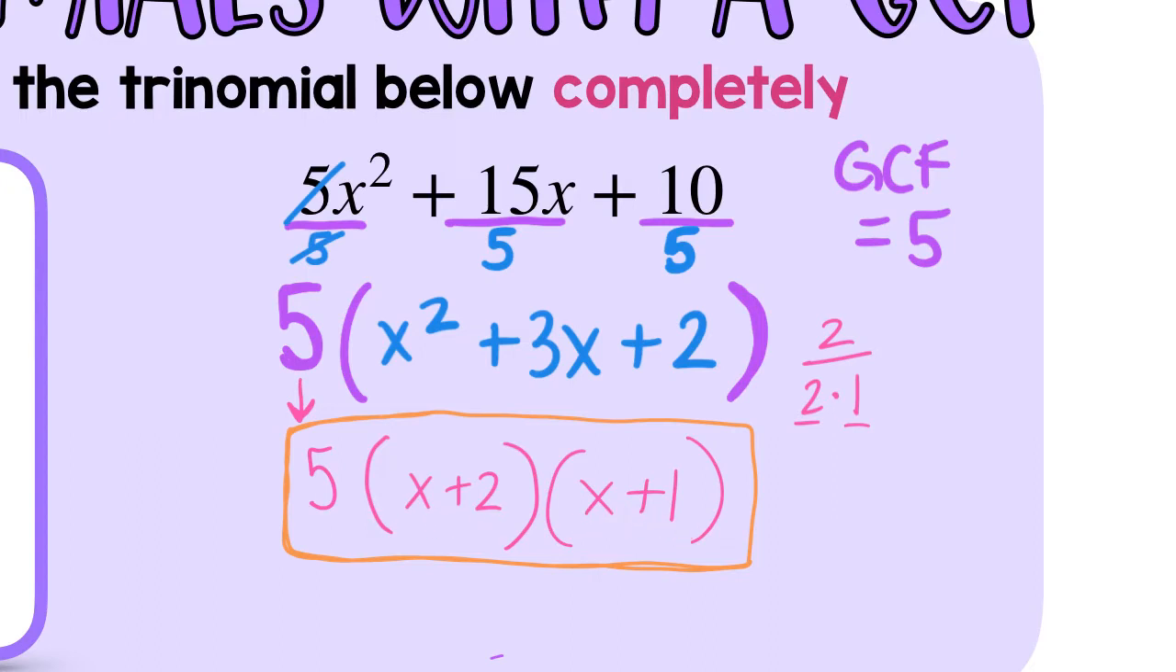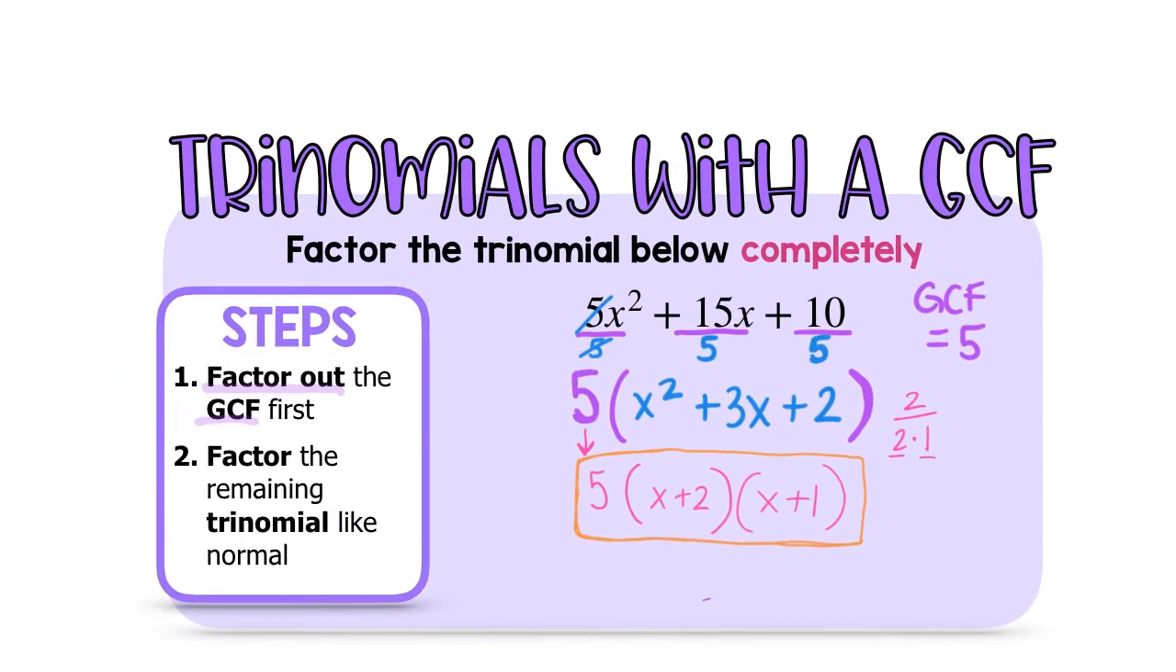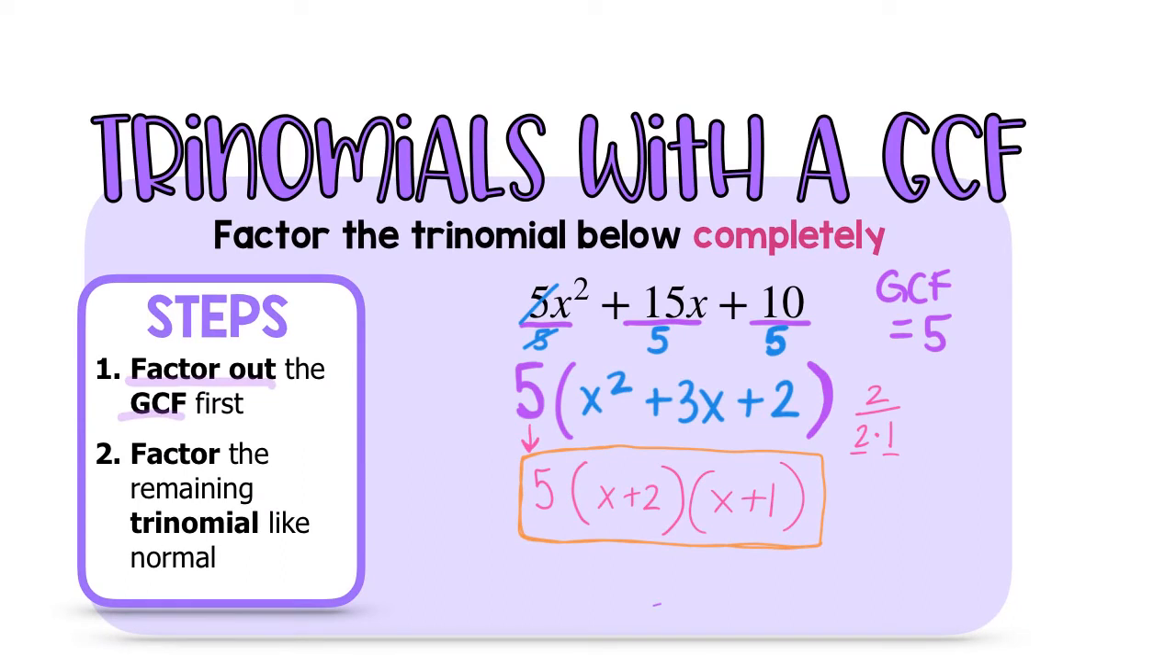So the only difference between this and what we learned last week is that you're taking out a greatest common factor first, and then you're factoring the trinomial that you have left over. So that's the process. So again, factor out the greatest common factor first, and then you just factor the trinomial just like we normally would do. Let's do some more examples.